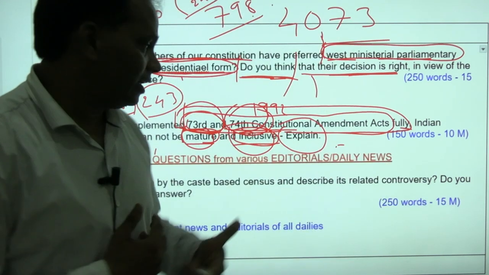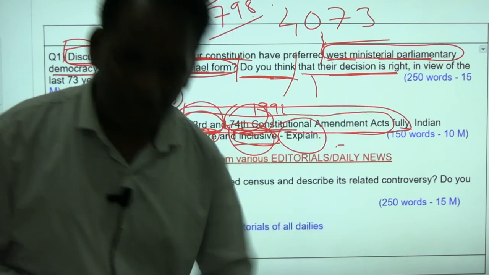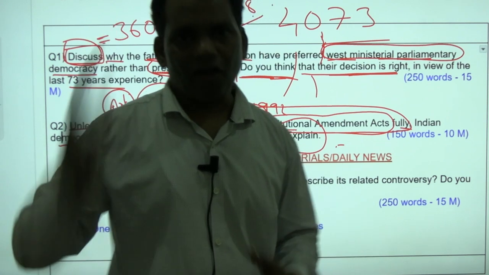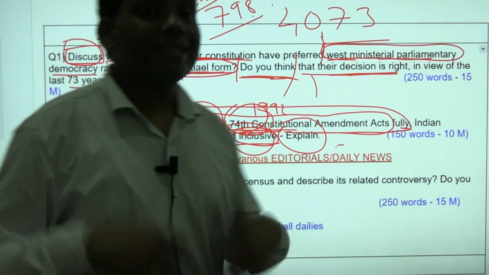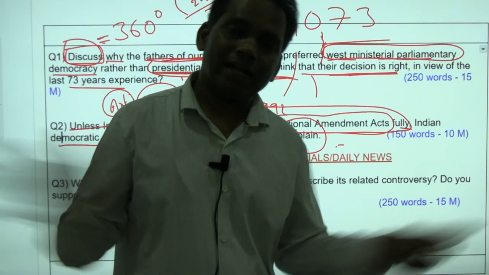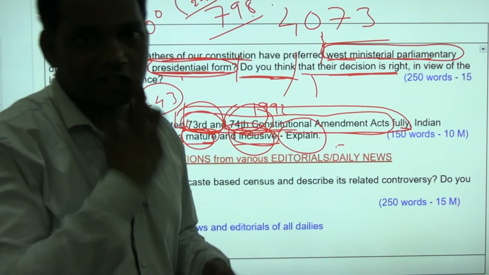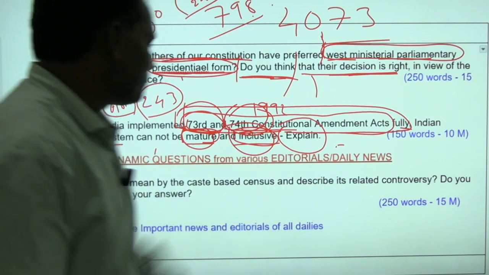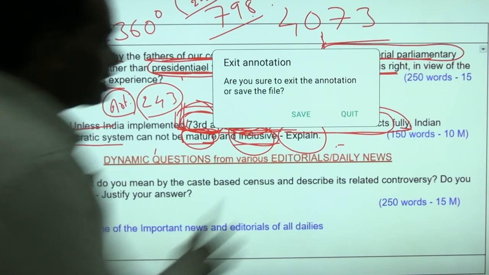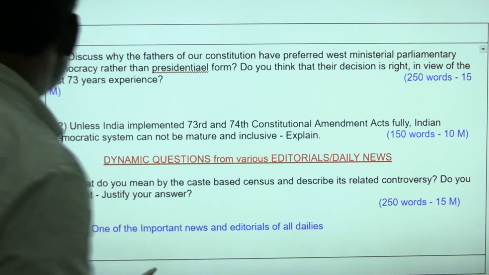So these 73rd and 74th amendments, if properly implemented, ensure the maturity of democracy down to the grassroots level. They ensure the inclusiveness of almost all communities, women, all genders, all castes, and so on. They can also ensure people's participation at the grassroots level and eliminate alienation, so that we can wipe out Naxal-like anti-social tendencies in the nation, especially in the northeast, central India, tribal areas, and so on. That is why proper implementation of the 73rd and 74th Constitutional Amendments Acts is very important. It is essential for our democratic intention to be fulfilled as expected by the constitutional framers. That's what we have to write.